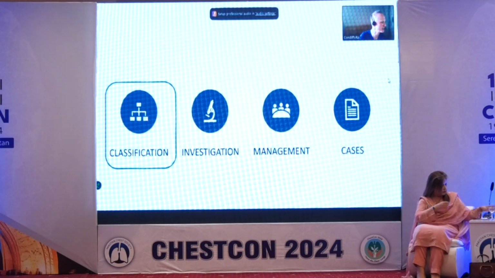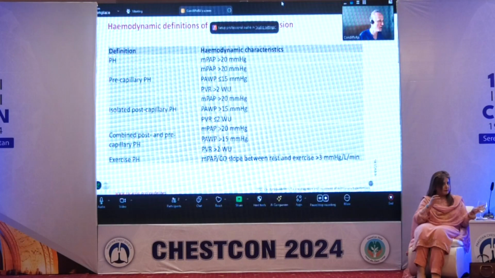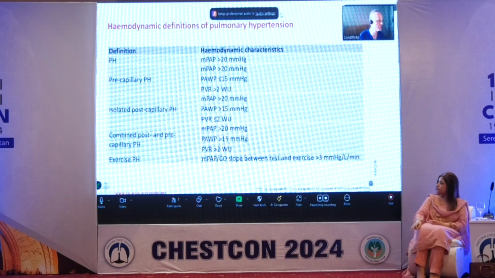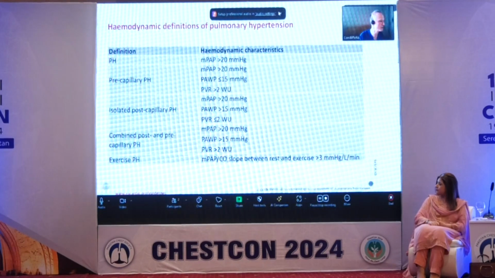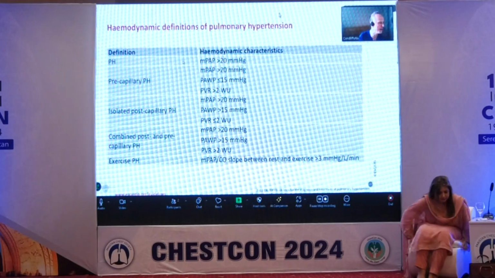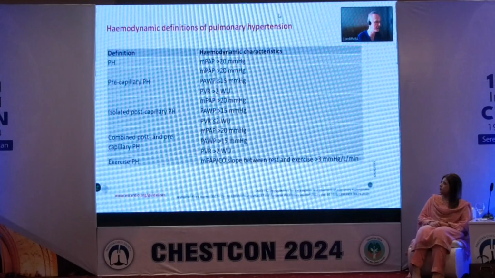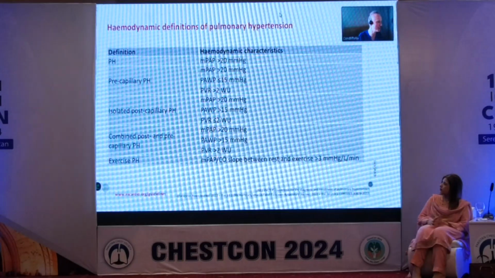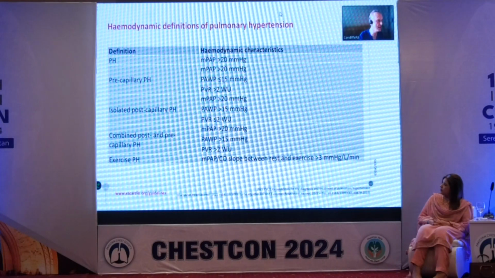So in terms of classification, as you know, the hemodynamic classification for pulmonary hypertension has changed over the last couple of years. We used to use a threshold of 25 millimetres of mercury, but it was well appreciated that a pressure of over 20 millimetres of mercury was not normal. And so the most recent hemodynamic definitions use a threshold of 20 millimetres of mercury and right heart catheterization to define pulmonary hypertension. It's a wedge pressure, PAWP, which is a marker of left atrial pressure.